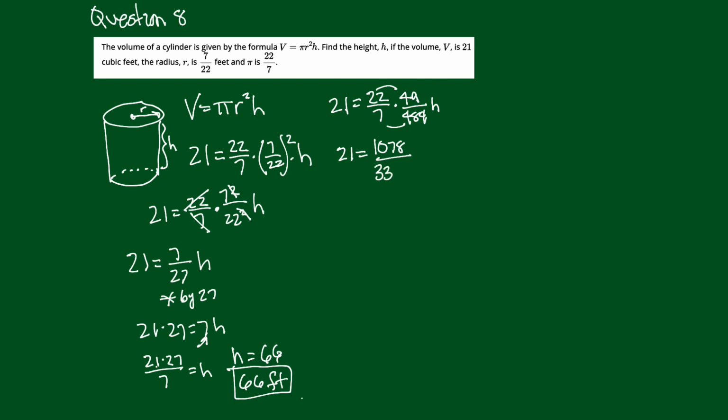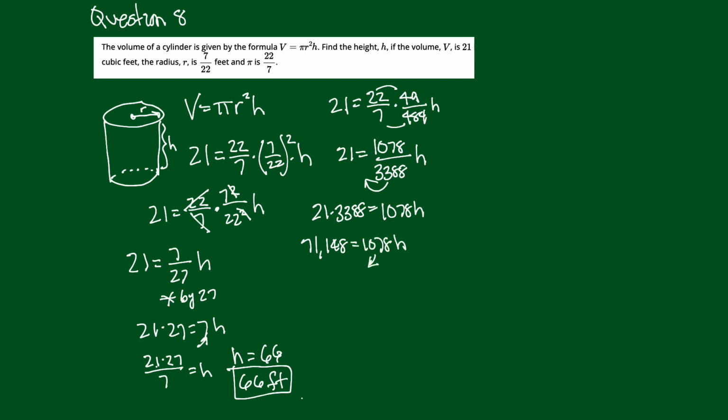3388h. Now, multiply by that 3388. It'll look like this. 21 times 3388 is equal to, if I multiply the right side, they cancel, and I get 1078h. Now, if you want, you can multiply here now. So I'll get 21 times 3388. That is 71148. That's equal to 1078h.